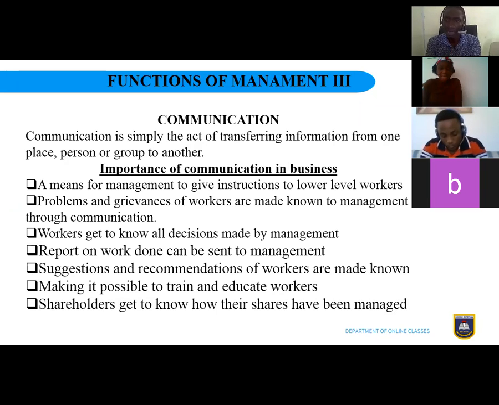The shareholders. Anytime the shareholders have contributed capital by buying shares, every year the board of directors is supposed to organize a meeting and tell the shareholders how their monies were used. This can only be done through communication. So we talk about meetings through communication. Therefore, these are the reasons why we should study communication in business organization.